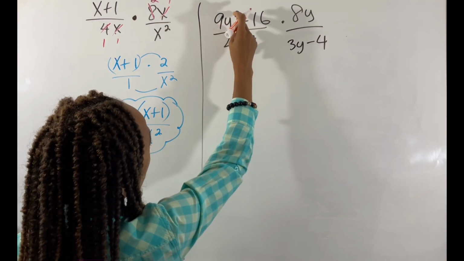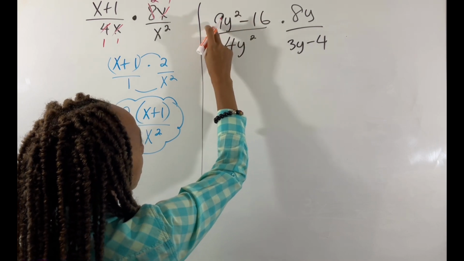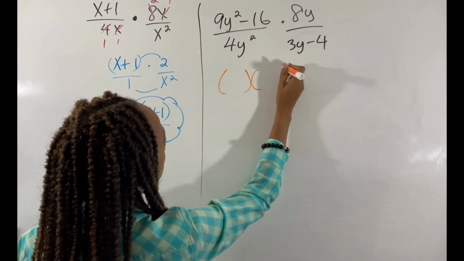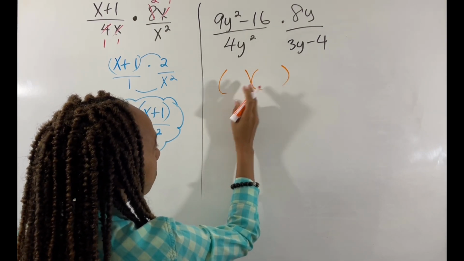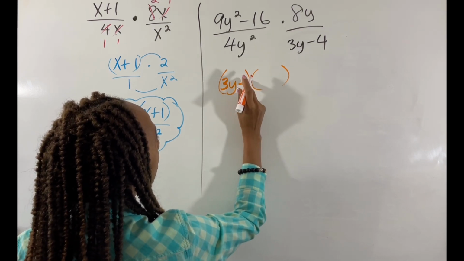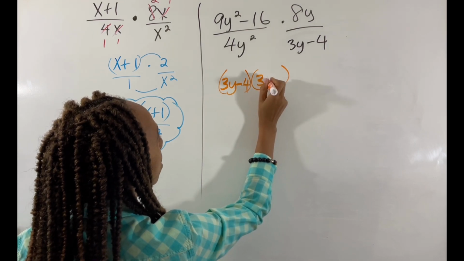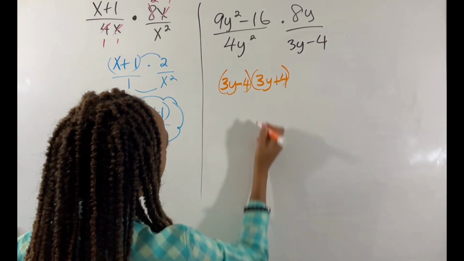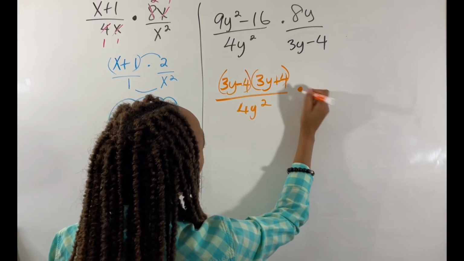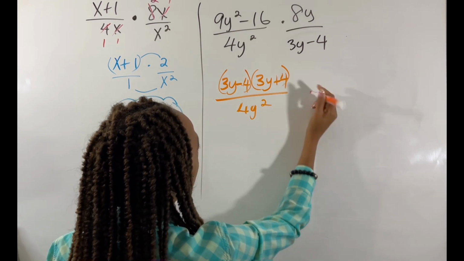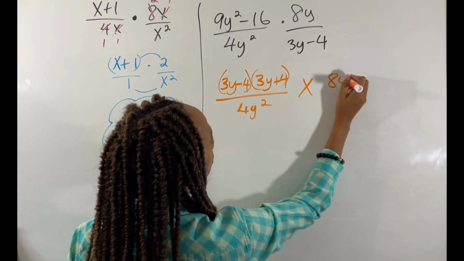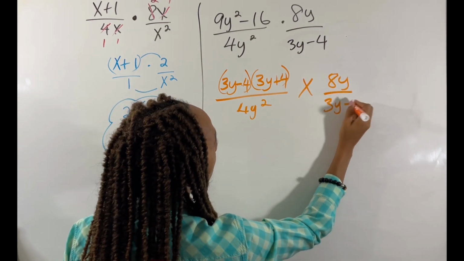So you have your 9y to the second power minus 16. This is a perfect square on this side, and this 16 is a perfect square. We should get 2 sets of binomials. One is going to have a plus in the middle, one is going to have a minus, and we will end up with 3y minus 4 and the other one is 3y plus 4. We put that over our 4y to the second power, and we have our multiplication sign here, or you can change it now because you're not dealing with the variable x, so that is fine. 8y over 3y minus 4.